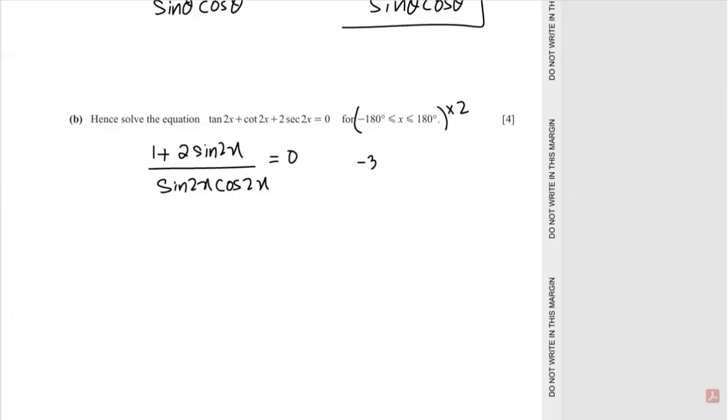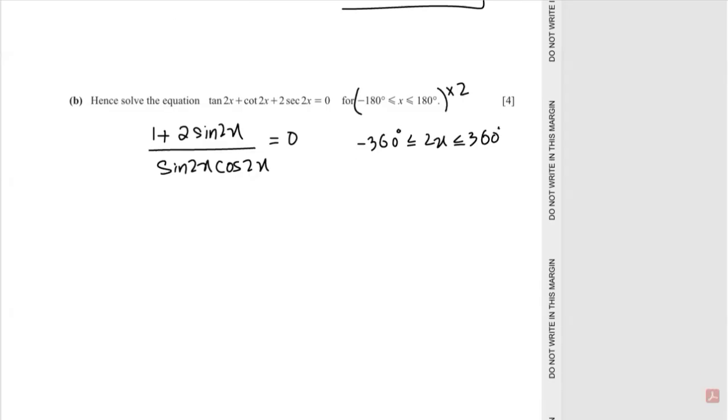So this will become negative 360 ≤ 2x ≤ 360. When a fraction is 0, remember, the numerator is 0. So 1 plus 2 sine 2x. If your denominator is 0, then your fraction's value is math error, undefined. Sine 2x is going to be negative 1/2.